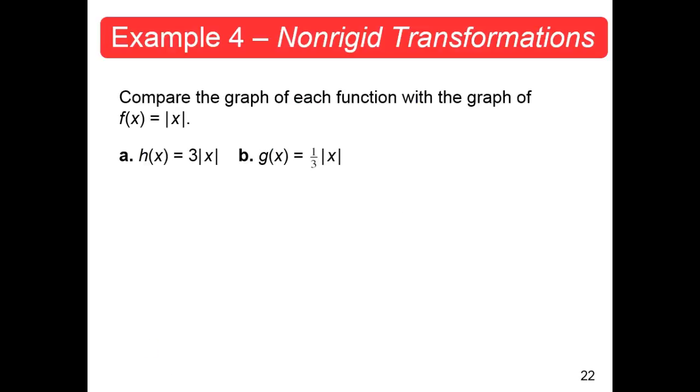Let's get to example 5 in the section we're in, 1.7, page 71. It's another non-rigid transformation. Compare the graph of each function with the graph of f of x is equal to 2 minus x cubed. So this is what we're going to be comparing with, f of x equal 2 minus x cubed. Well, first, we got to graph that one.